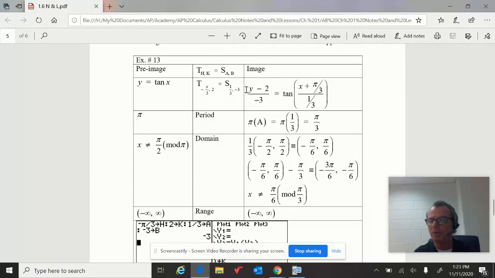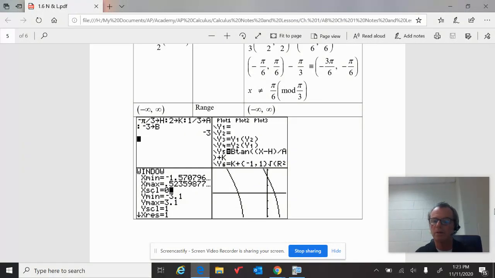Okay, and the period of the pre-image, the tangent, is just pi. So the period of the image is pi times a, which would be pi over 3. This modulus is just saying x can't equal pi over 2, add or subtract pi for the pre-image. For the image, x cannot equal pi over 6, add or subtract pi over 3. Okay? And then we stored those values like we did earlier. And you get that picture of the graph. It's not a very good window, but we're more concerned about the transformation.